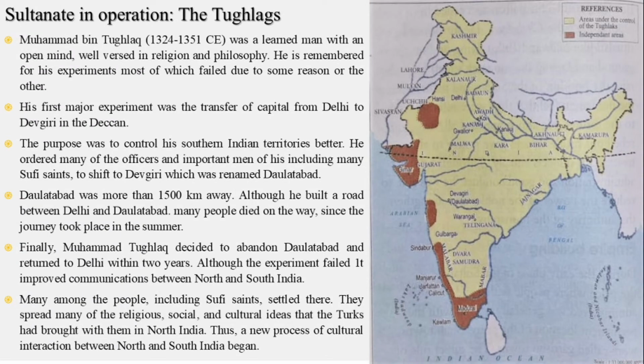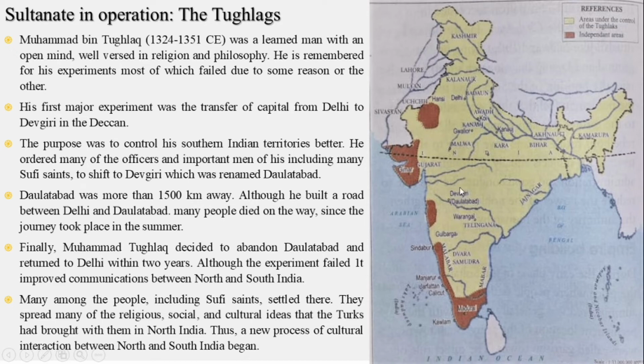The first major operation of the experiment was a transfer of capital from Delhi to Devagiri in the Deccan. You'll be able to see on the map how the capital was transferred from Delhi to Devagiri, which is about 1,500 kilometers away from Delhi.